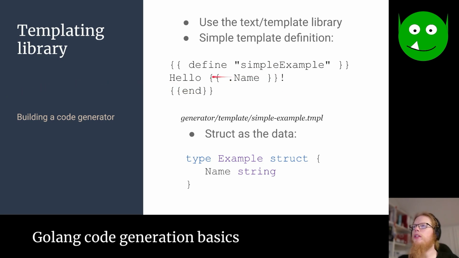The name here, .Name, refers to a field of a struct that is given to the template as the data. So a struct that fits that is like this simple example here: type Example struct with Name string. That's the only thing here. So the idea is that it prints hello and then whatever is in the field .Name.